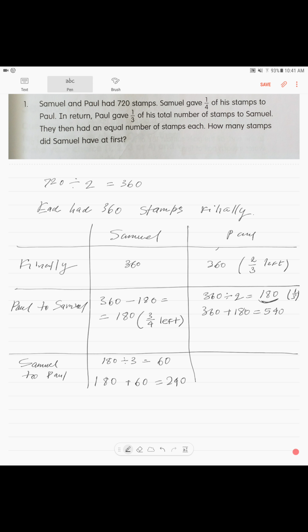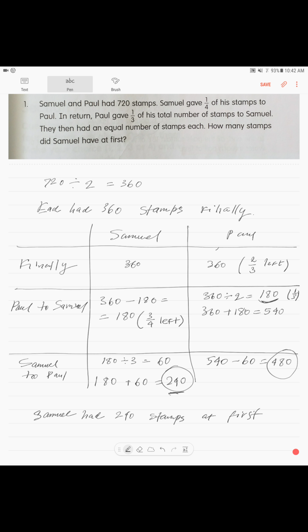240. I'm going to erase this. So this 60 we are taking back from Paul. So he had 540 minus 60, and we get 480. All right? So these are your two numbers. These are final. So this is the final answer. They ask you how many stamps did Samuel have at first. Samuel had 240 stamps at first.